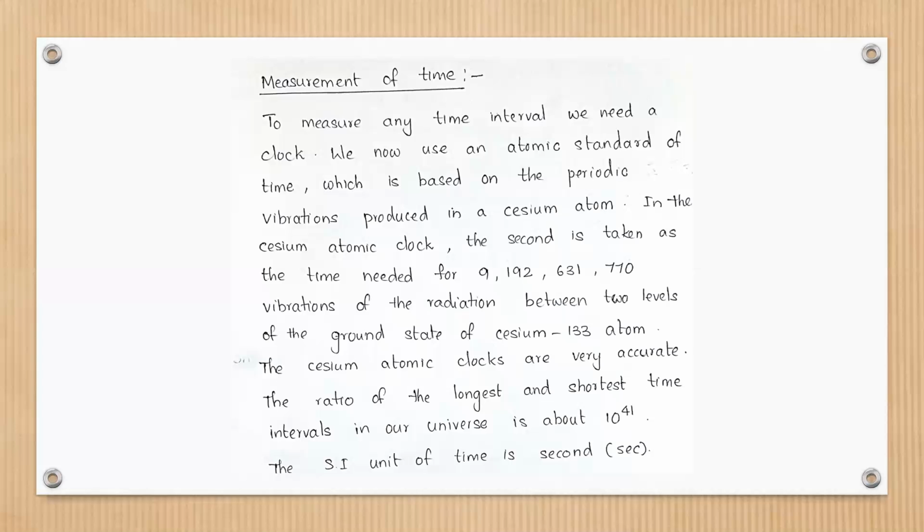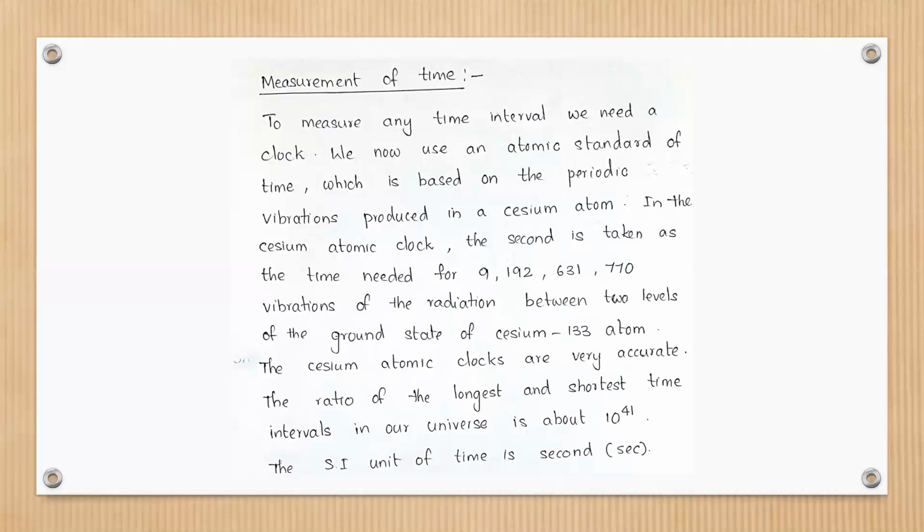So the number of vibrations, 9,192,631,770 vibrations, for how much time do they take? The time taken for these many vibrations is taken as 1 second. Now, if you follow this international standard, the clocks are very, very accurate. The cesium atomic clocks are very accurate.